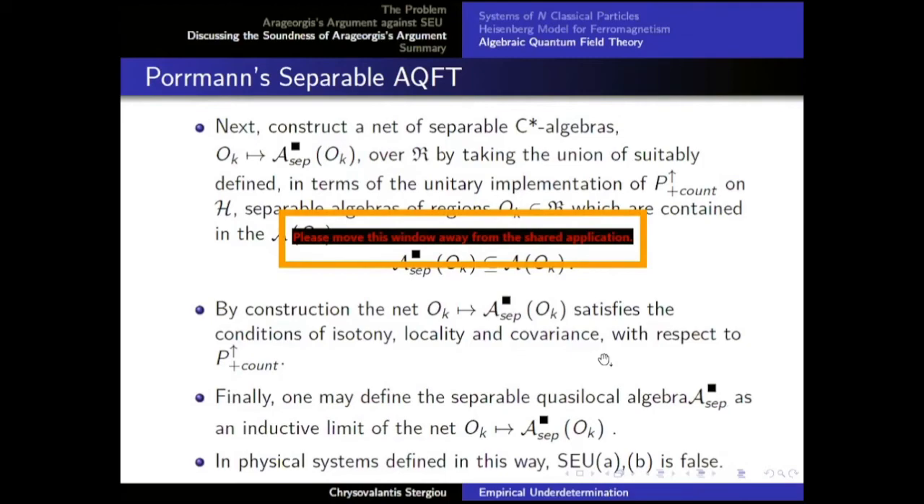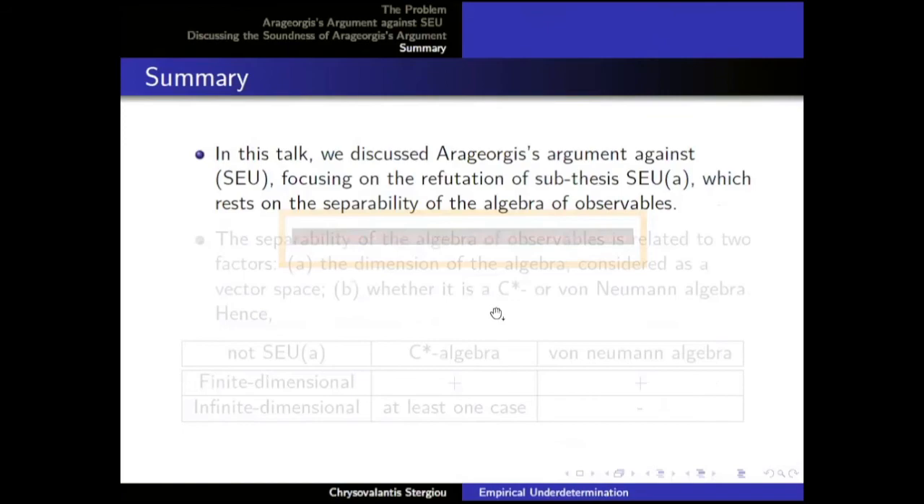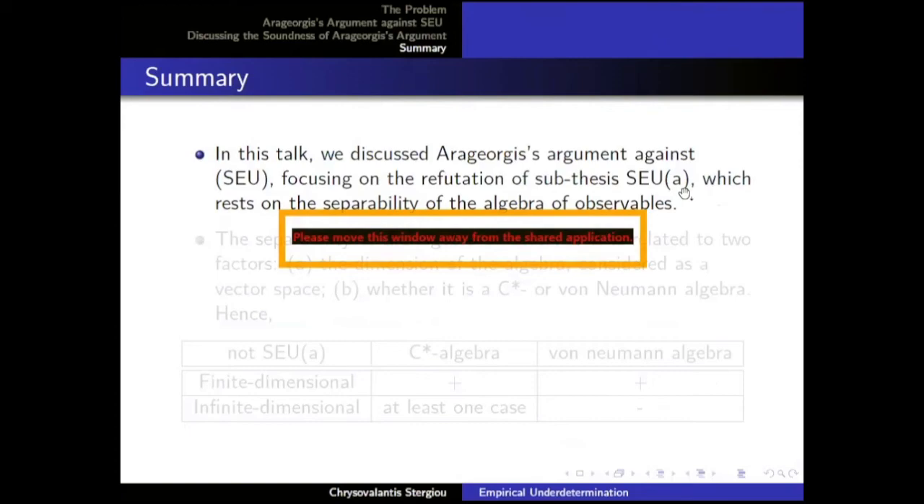These are the cases that I have examined, and let me now summarize the conclusions I have reached. In this talk, we discussed Arageorgis' argument against the strong empirical determination thesis, focusing on the refutation of subthesis A, which rests on the separability of the algebra of observables.